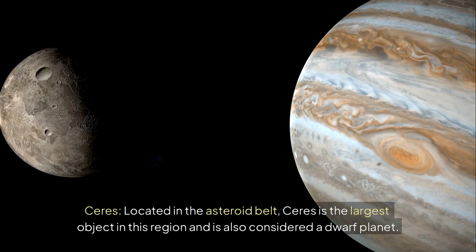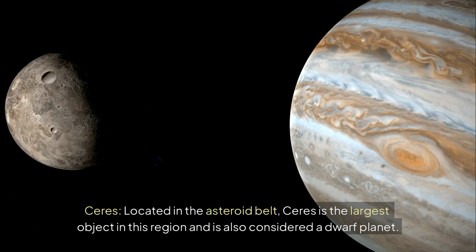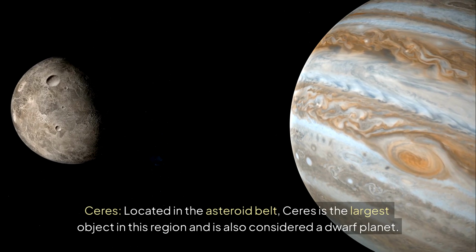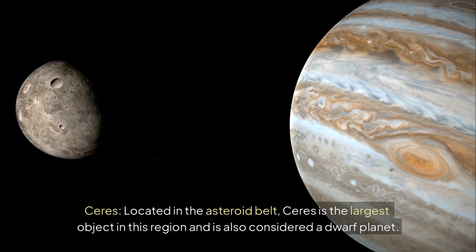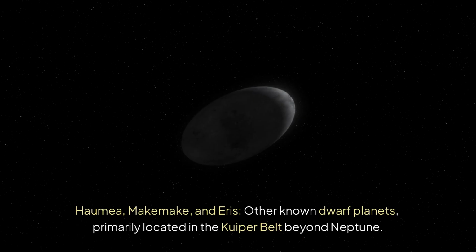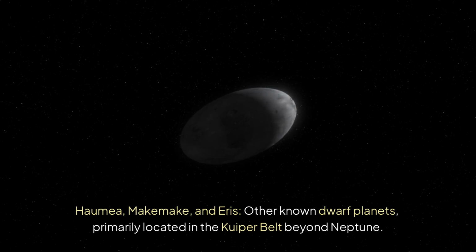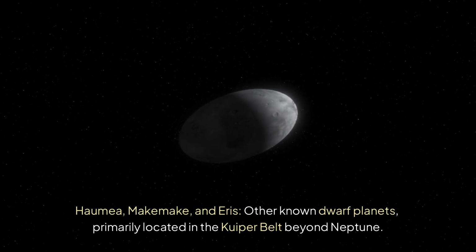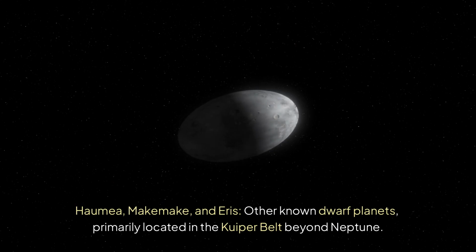Ceres. Located in the asteroid belt, Ceres is the largest object in this region and is also considered a dwarf planet. Haumea, Makemake, and Eris. Other known dwarf planets, primarily located in the Kuiper belt beyond Neptune.